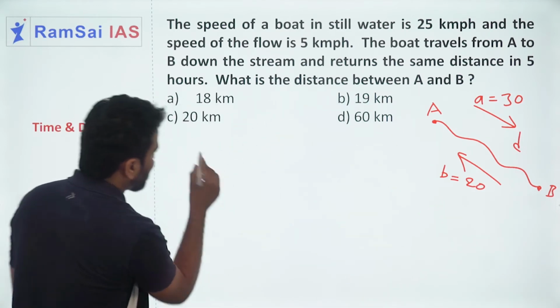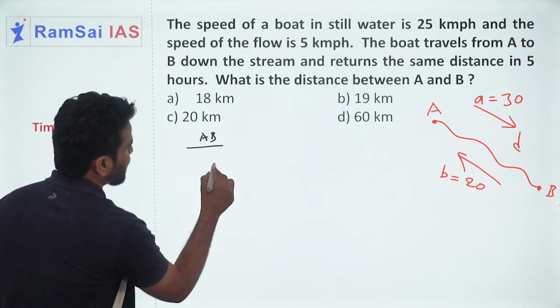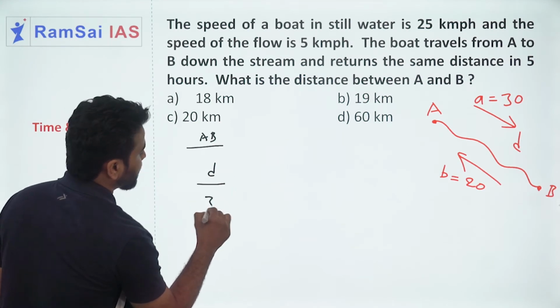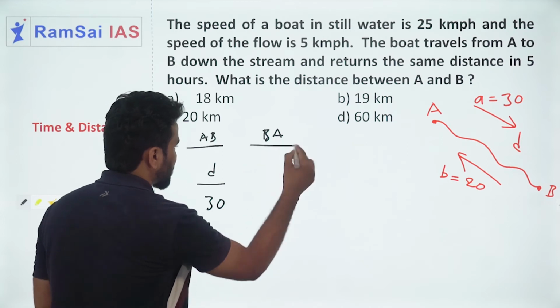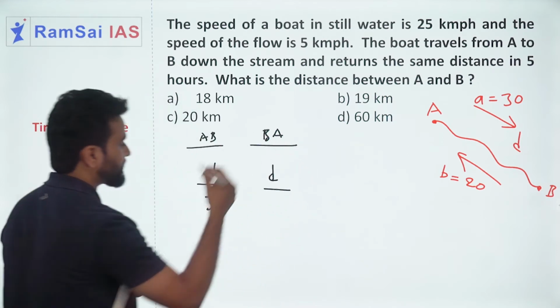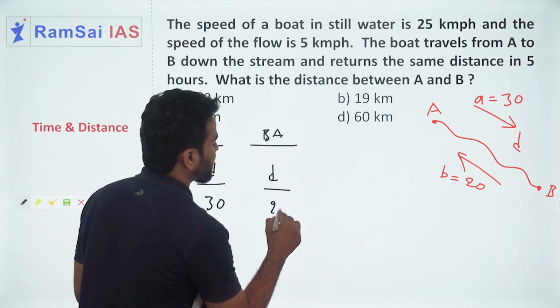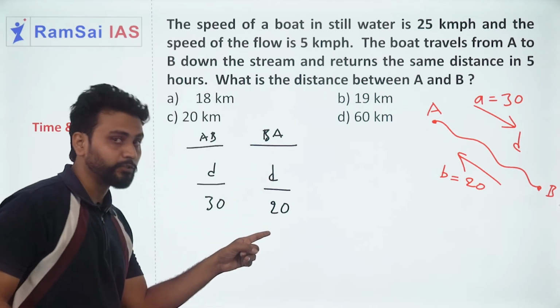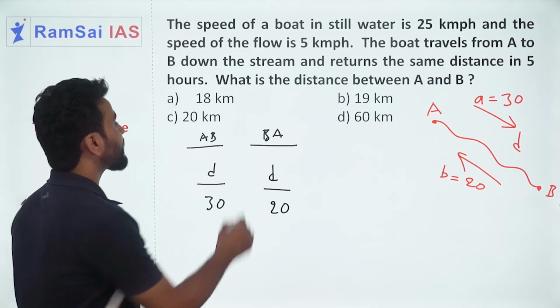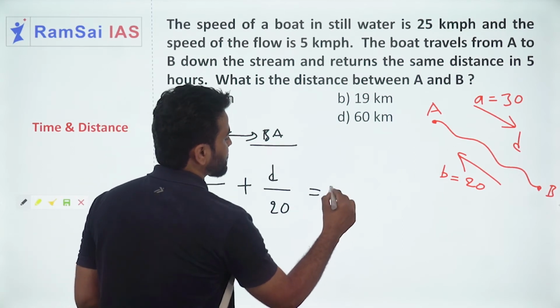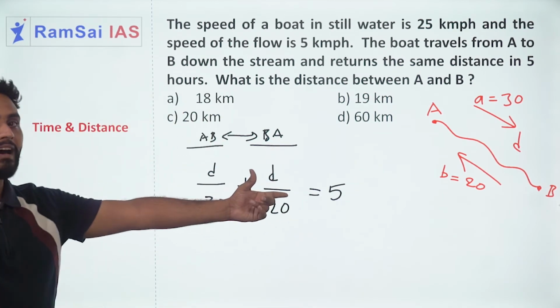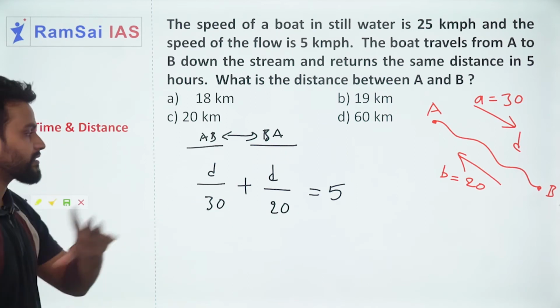So from A to B takes d kilometers with a speed of 30 km per hour, and return B to A, it travels the same d distance with a speed of 20 km per hour. Distance by speed gives you time period, no? And for the overall journey from A to B and B to A, it takes 5 hours. So now we have only one unknown. With one equation, you can solve the problem.